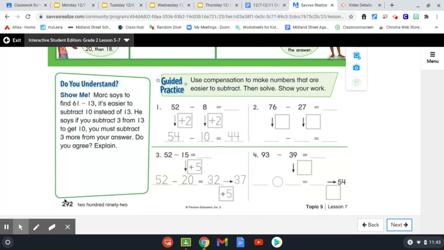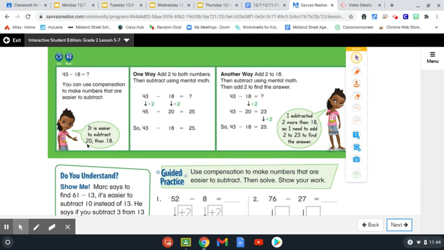Page 292. Here's the guided instruction. 43 take away 18 equals what? Today we're using a new strategy.